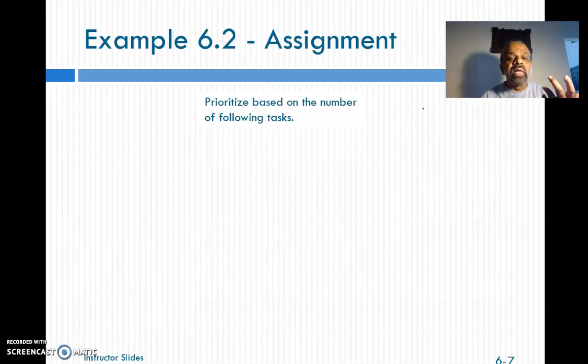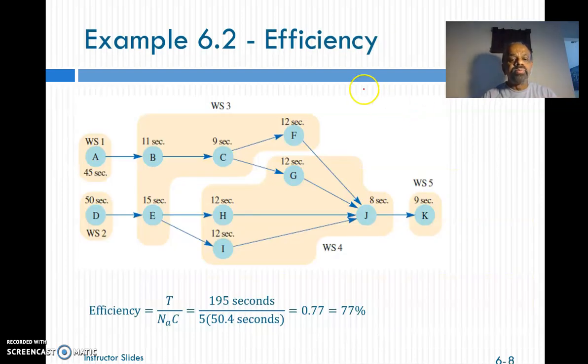Now let's calculate the efficiency. The efficiency basically is the total time divided by the number of workstations times the cycle time. The number of workstations we have is 5 and the cycle time is 50. So the total time is 195. So that comes to 77%. So the efficiency of our work cell and assembly line is going to be 77%.